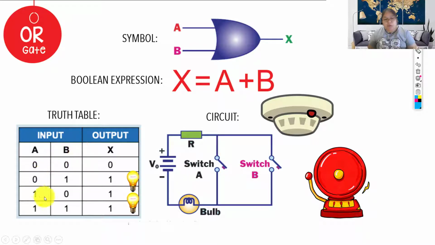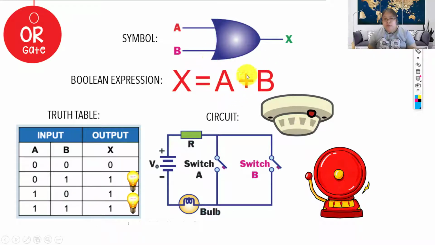From the truth table, you can see 0, 0 gives a 0. For the rest, if one of the inputs is 1, the output surely becomes 1. This situation is like when you go to a movie: if either friend A or friend B goes for the movie, then you will join. If both go, you also join. So this is called the OR gate.